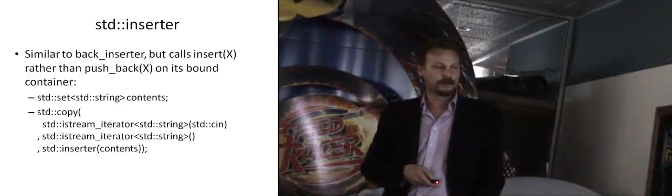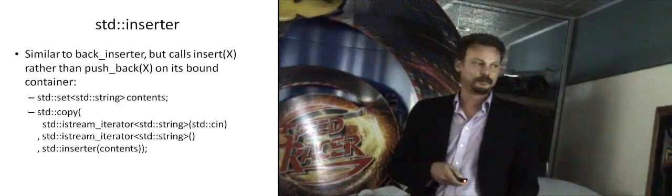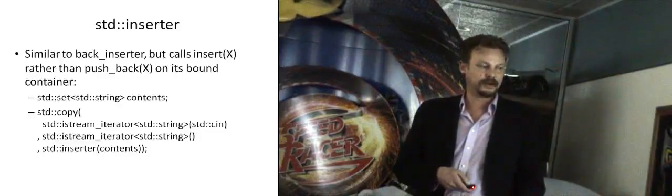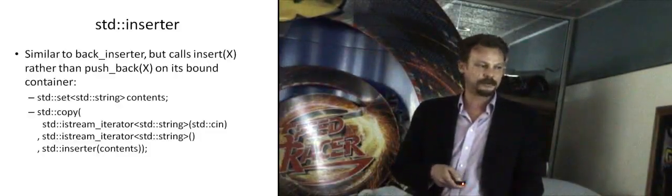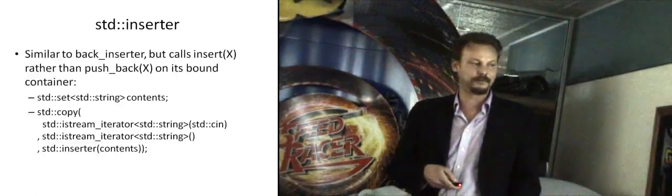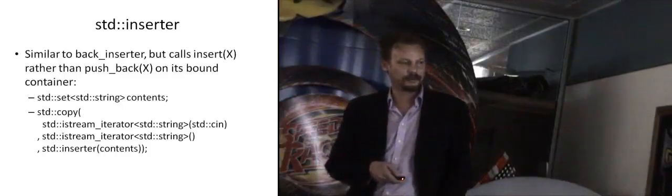Copy from the input stream represented by cin, pull out standard strings until you reach the end of that range specified by this argument, which is an istream iterator of std::string which is constructed with nothing. So this represents end of file for all input streams that take strings. You can use the same thing for any other input stream that takes strings. And so that's the input range. So copy from this to that into here.